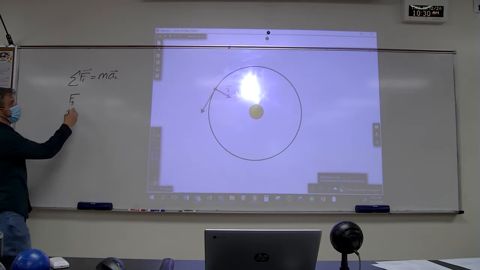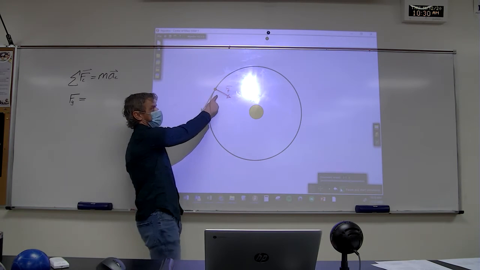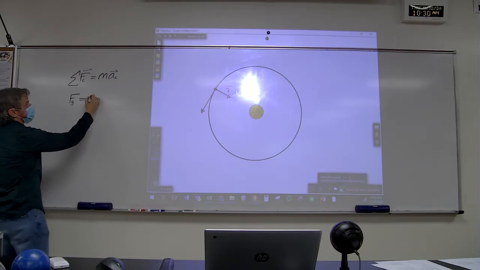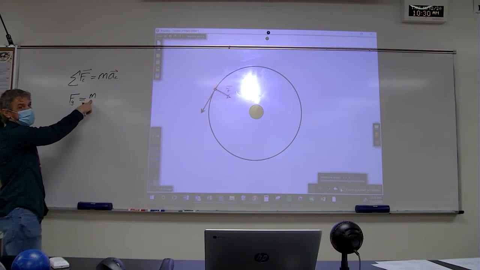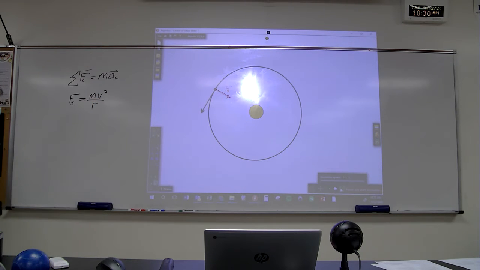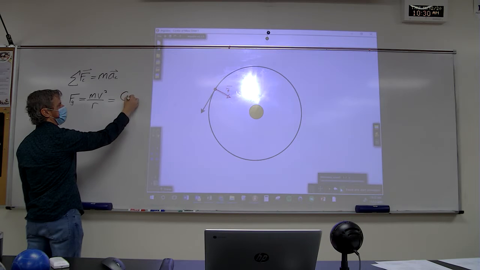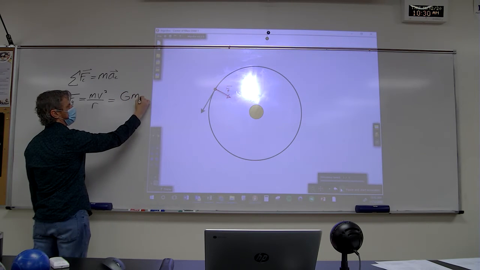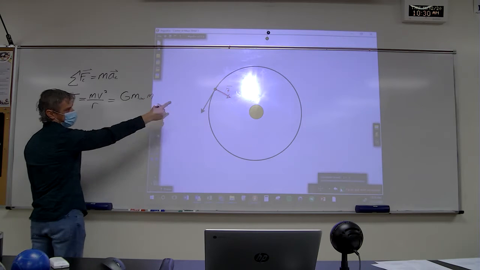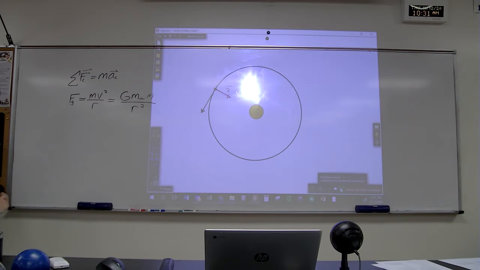So in the next step, I do say force of gravity equals, and here too, this is my free body diagram essentially. I just put FG. This is going to be the object's mass, the object that's moving in the circle, times its speed squared over r. Do we have another expression for that gravitational force? I'll say G times the mass of the planet, divided by the distance squared.